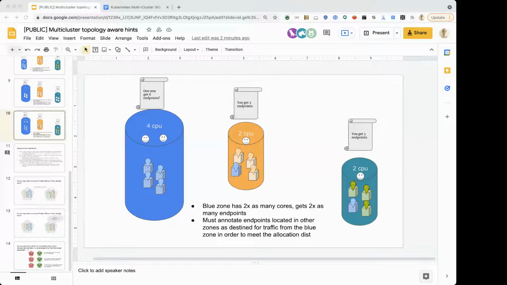But this is really just an implementation detail in an endpoint slice controller. It's not actually anything that we're exposing in endpoints or endpoint slices. It's just how we derive these hints. And there are many potential valid ways to derive hints. This is just the way that they're being derived for endpoint slices for single cluster use cases right now.